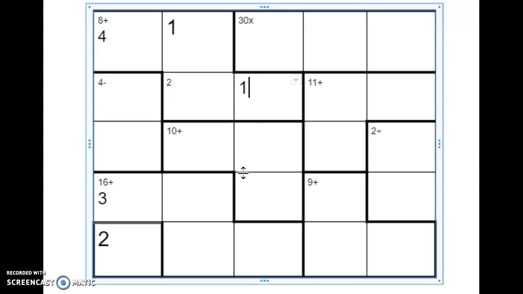Then from there, we can work on the 4 minus box. So in the second row, a 1 already exists, so we know it must be a 5. So we know a 5 goes here, and we know a 1 would fill that space.